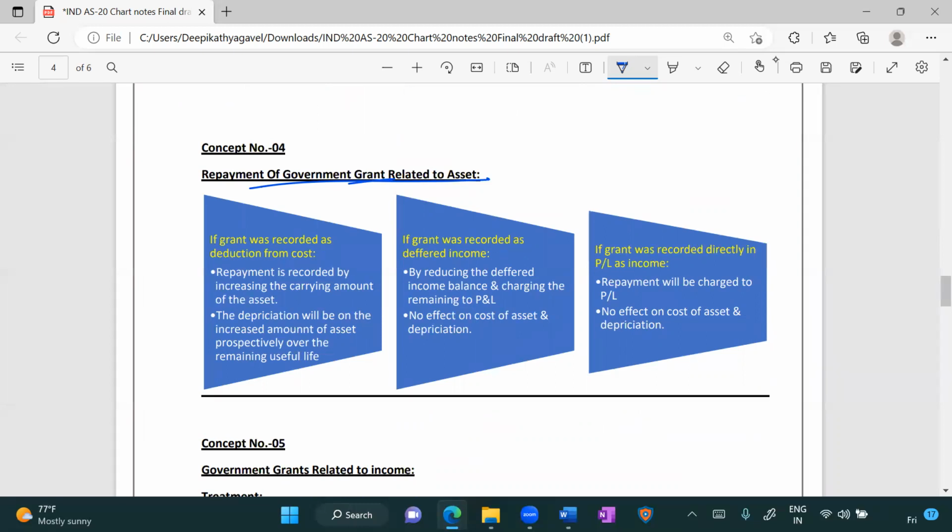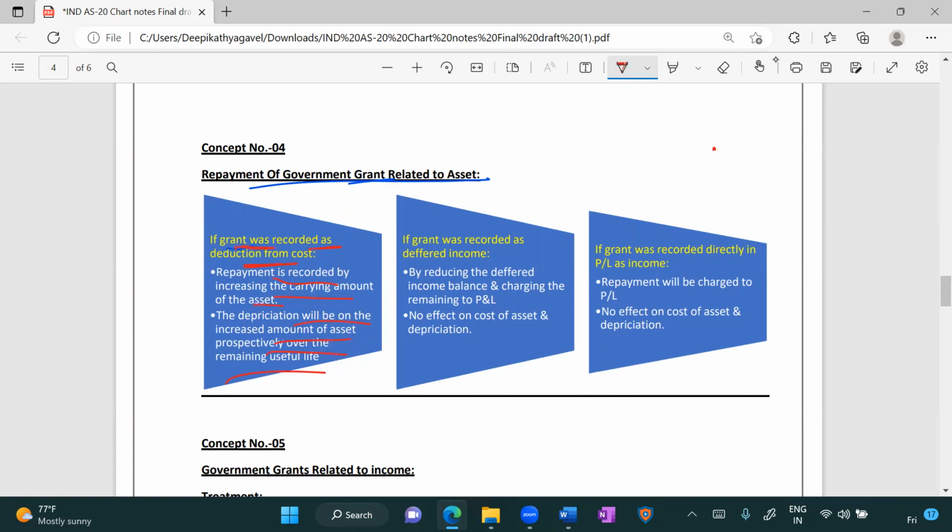The standard says, in case the grant was recorded as a deduction from cost, the method 2 that we see, where you deduct it from your cost, then the repayment is recorded by increasing the carrying amount of the asset. Initially you recorded the grant by deducting the value from the cost of the asset, so when you repay, just increase the carrying amount of the asset with the same amount. The depreciation will be on the increased amount of the asset prospectively over the remaining useful life.